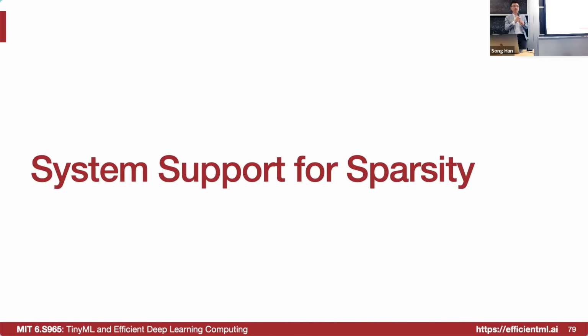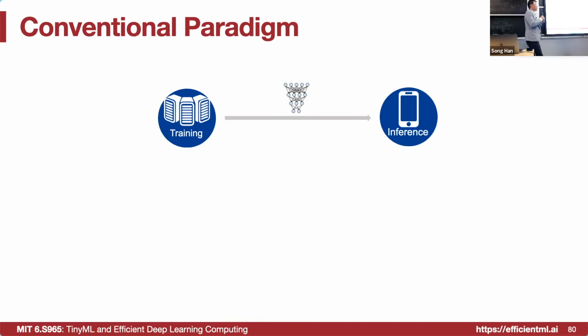Let's continue to talk about algorithm-hardware co-design and also the system support for sparsity. So the conventional paradigm is that you train the model, okay, and then you obtain the model, and you directly deploy the model for inference. So what's the drawback of that? We are using convex optimization, which is SGD, to deal with such a highly non-convex model, which is the neural nets.